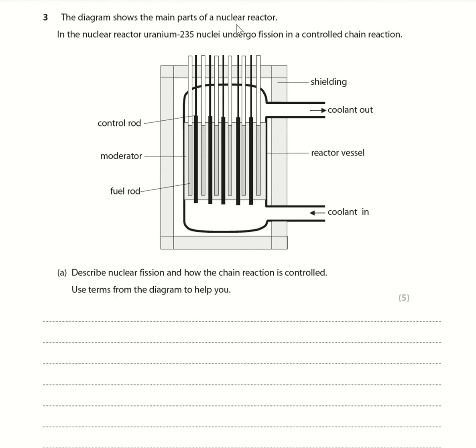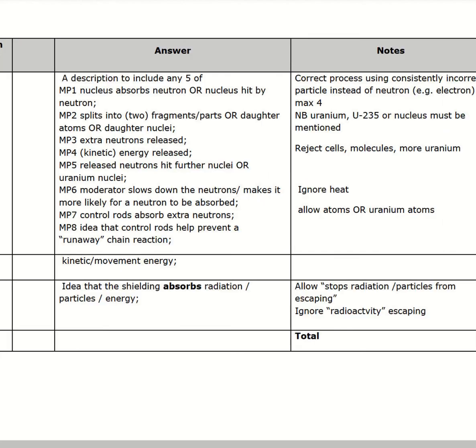This diagram shows the main parts of a nuclear reactor. Uranium-235 nuclei undergo fission in a controlled chain reaction. So this is the shielding, and this is the rest of the diagram. This is the reactor vessel and all that. Describe nuclear fission and how the chain reaction is controlled. Use terms from the diagram to help you. So a description to include any five.